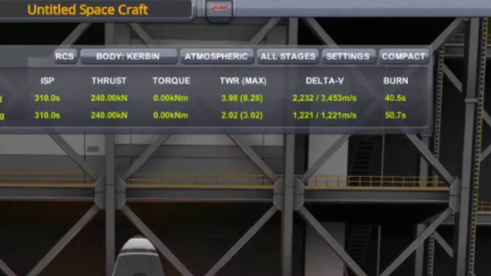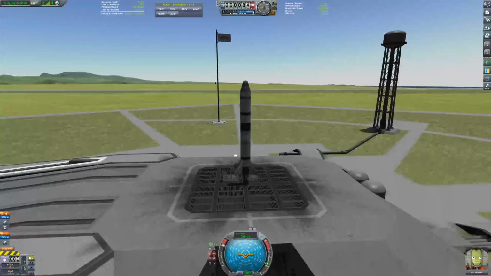Now that we've built our beautiful rocket, here you can see the delta v of this spacecraft. It's as close as we could get to our calculated value.